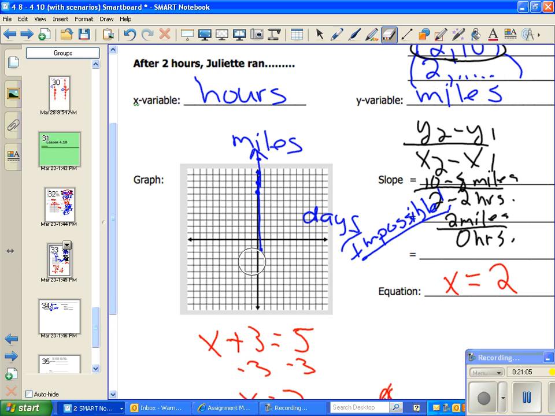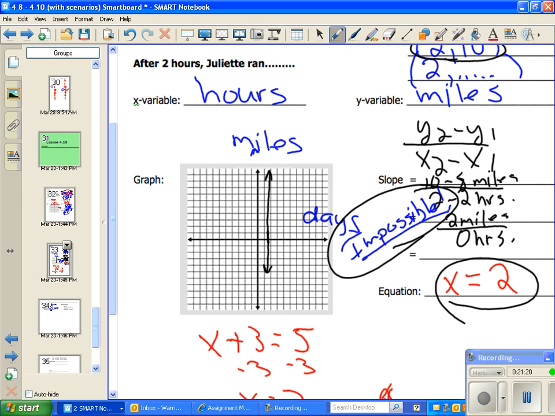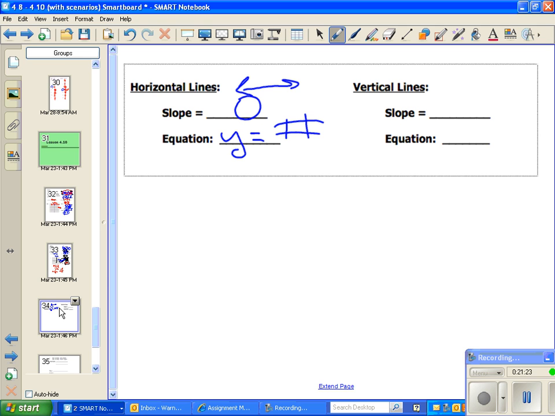Because I moved my graph, I'm going to just redraw it. It should be on the 2. Any vertical line that you have will always be the equation x equals, and the slope will always be impossible. Turn to the back. Vertical line, draw vertical line pictures. Slope will always be impossible, or mathematically we call that undefined, meaning it has no definition. You're not allowed to do it. The equation is always x equals, and then wherever it crosses the x-axis.